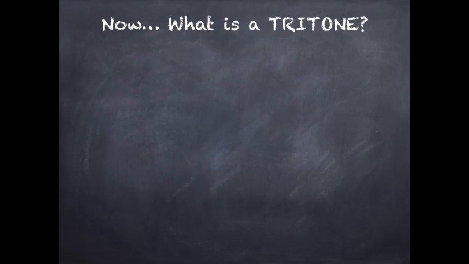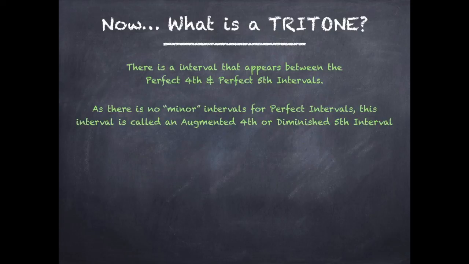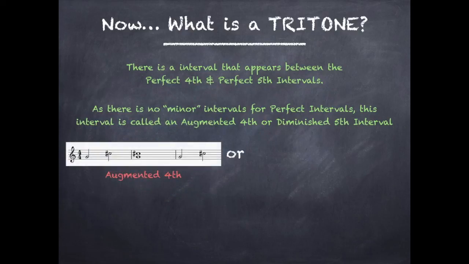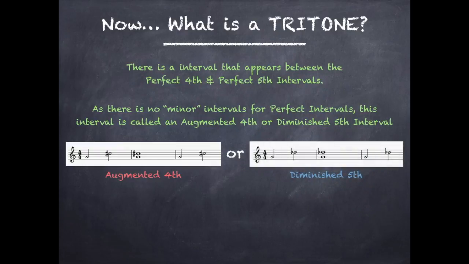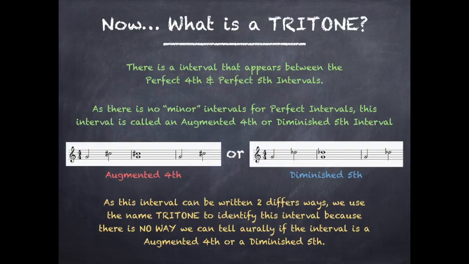Now, what is a tritone? There is an interval that appears between the perfect fourth and perfect fifth intervals. As there is no minor interval for a perfect interval, this interval is called an augmented fourth or a diminished fifth interval, as you can see here. As this interval can be written two different ways, we use the name tritone to identify this interval, because there is no way we can tell orally if the interval was an augmented fourth or a diminished fifth.